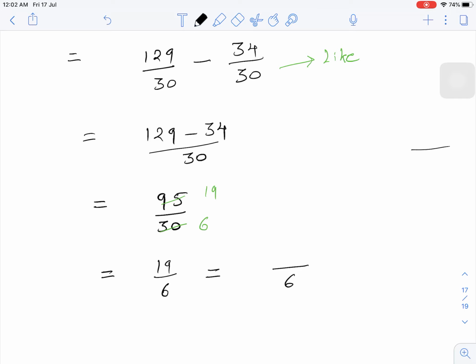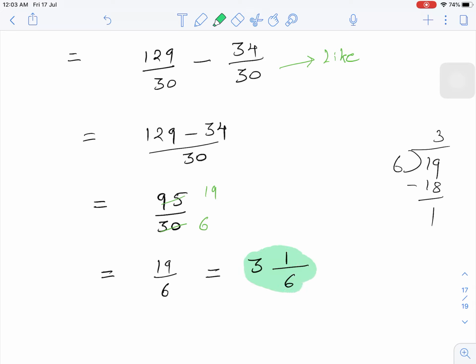How to write it? So if you remember, we do it in this way: 6 3s are 18, remainder 1. Okay, so now this number we will write here. So what you will get is 3, and this remainder we will write in numerator, so you will get 3 1 upon 6 is our answer. Okay, I am just highlighting this answer.